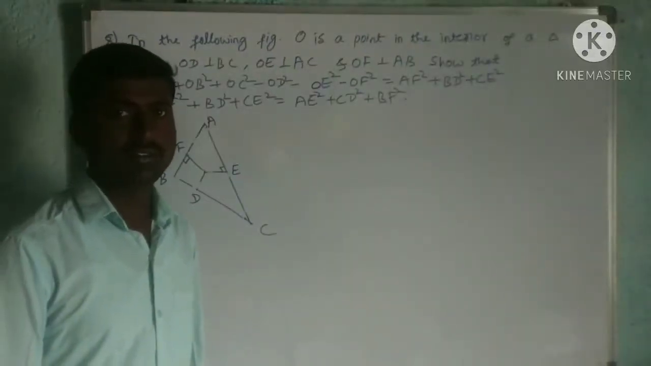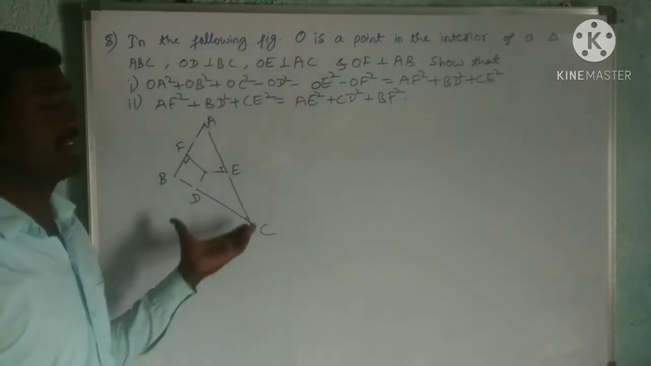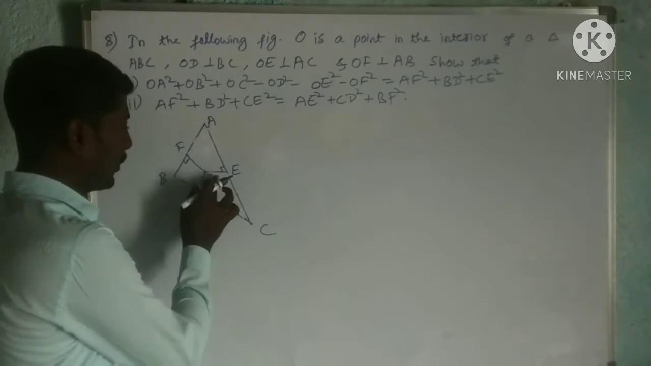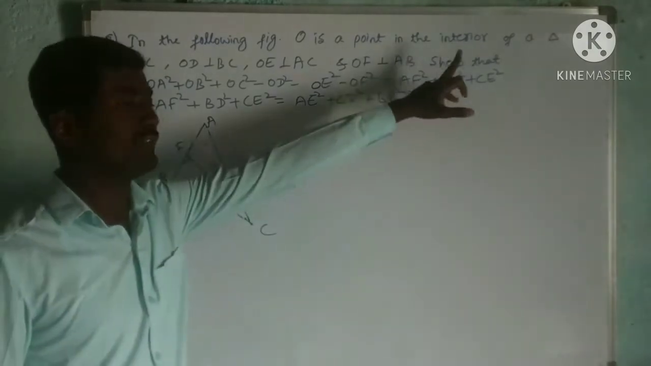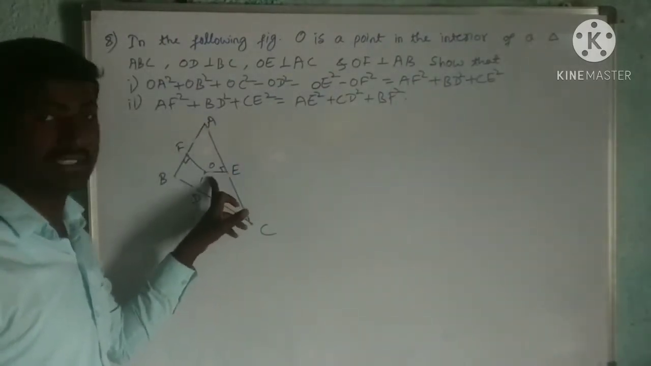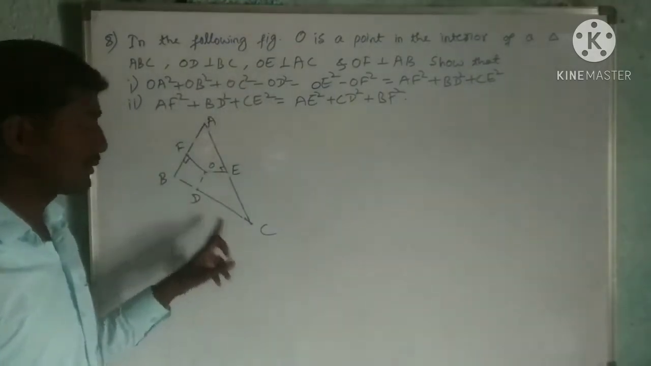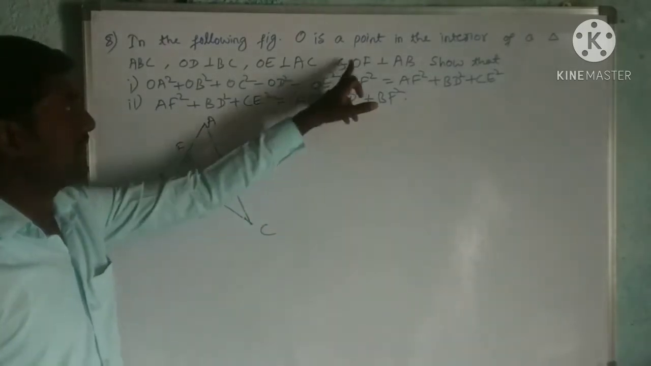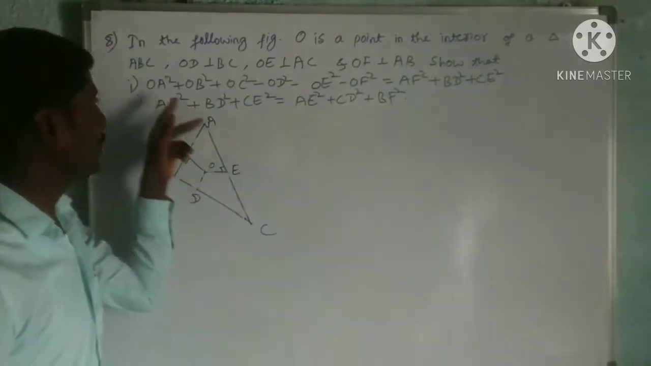Hi dear students, now we shall discuss question number 8. In the following figure, O is a point in the interior of triangle ABC. OD is perpendicular to BC, OE is perpendicular to AC, and OF is perpendicular to AB. Show that we have to prove these two.